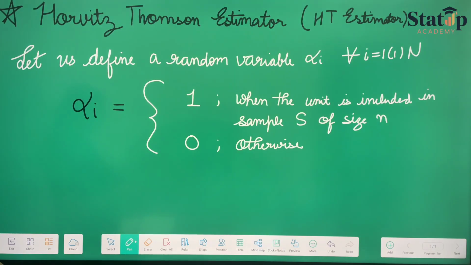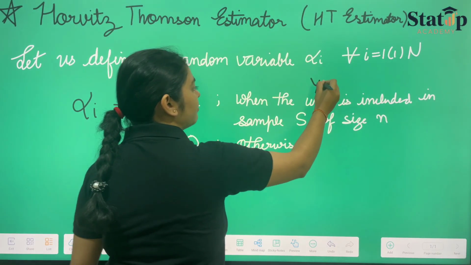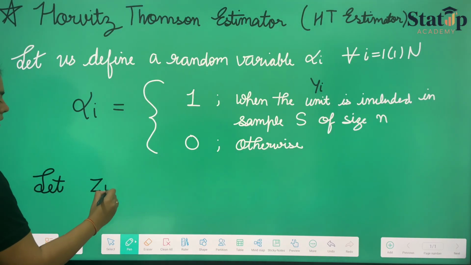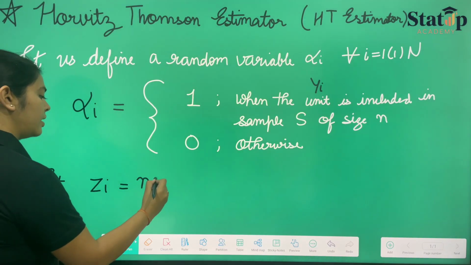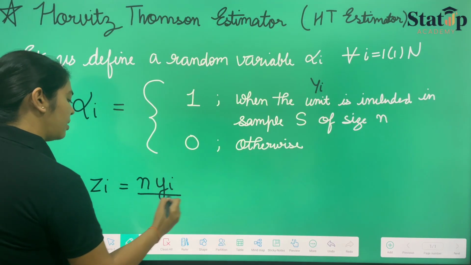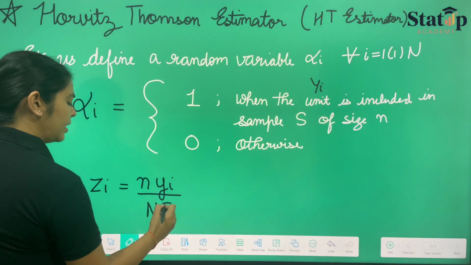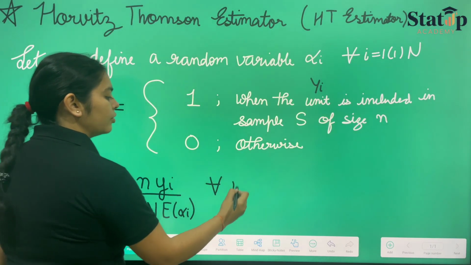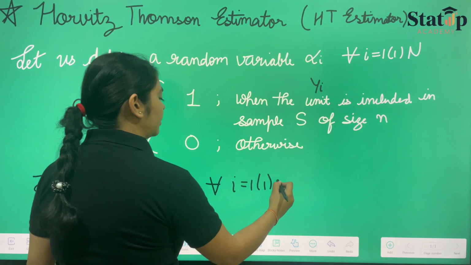It is 1 when yi, or instead of the unit we can take yi, we have y1, y2 up till yN, is included in the sample of size n, and when yi is not included in the sample of size n, it is 0. So let us now define zi equals n yi upon capital N E of alpha i, for all i going from 1 to n.